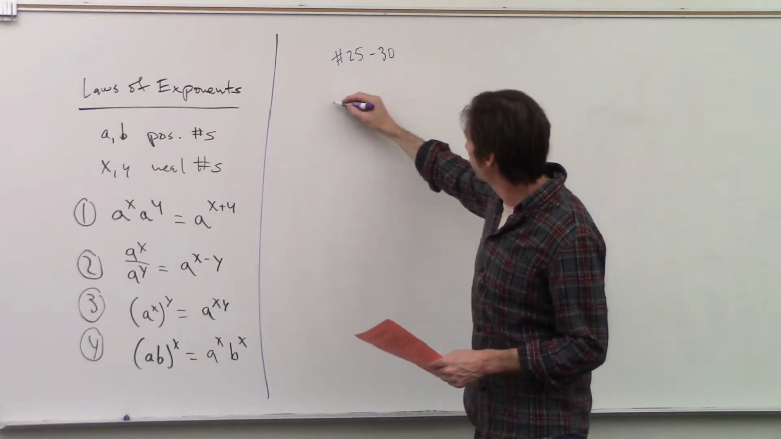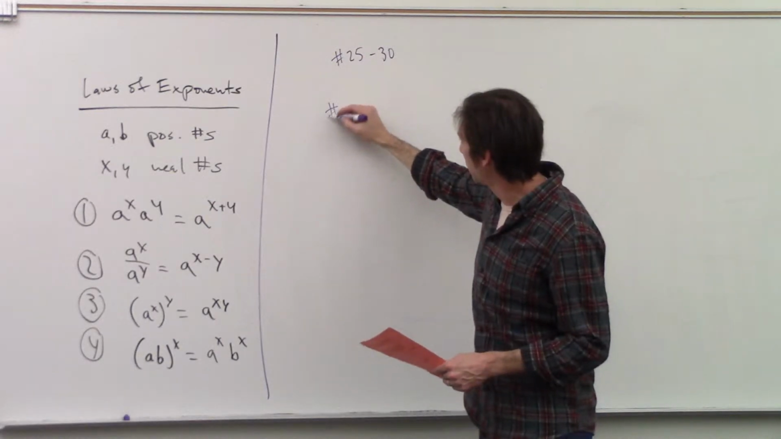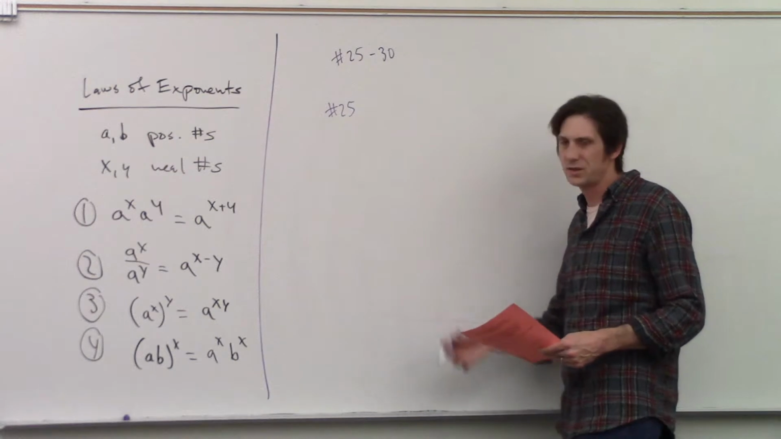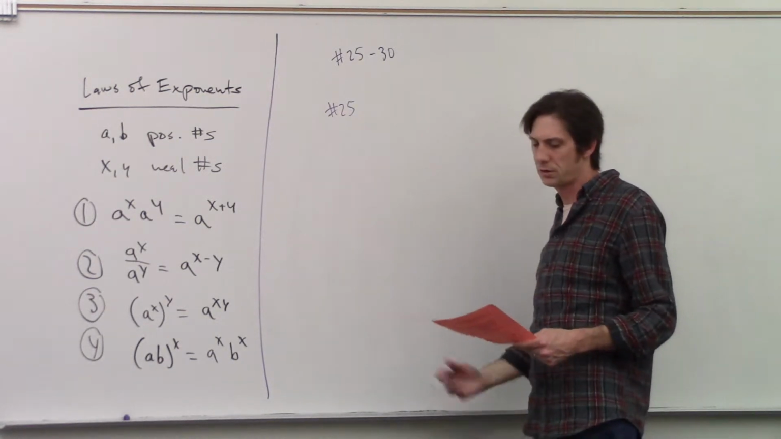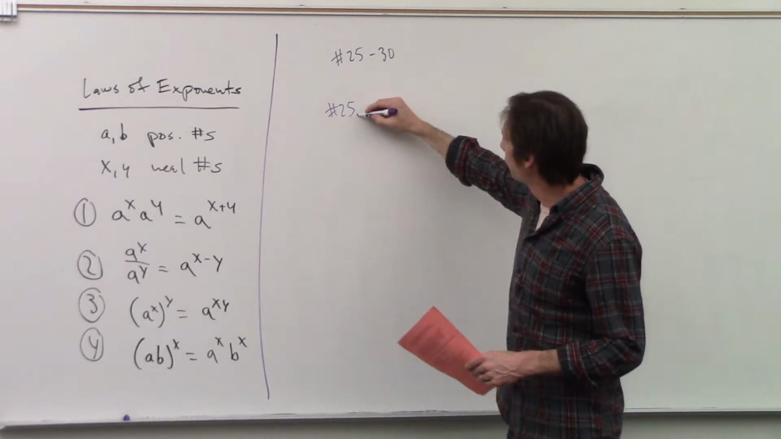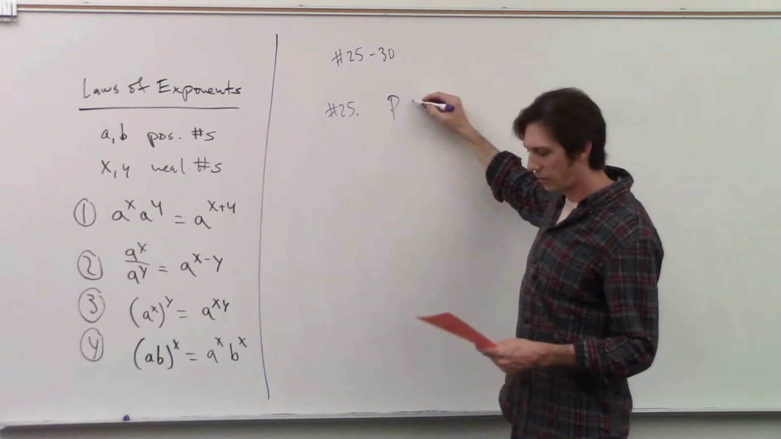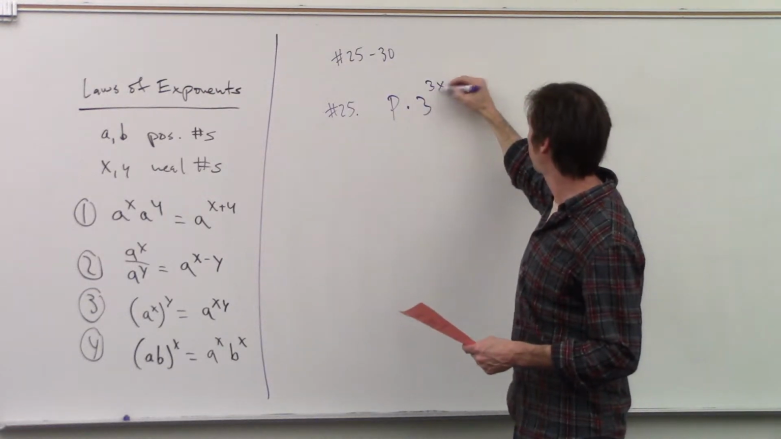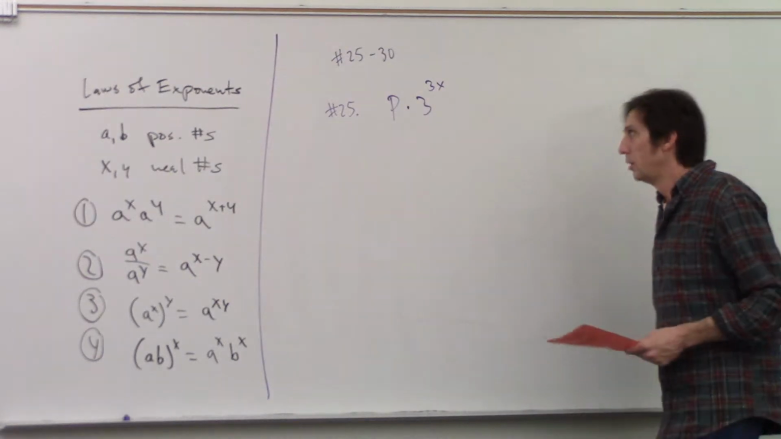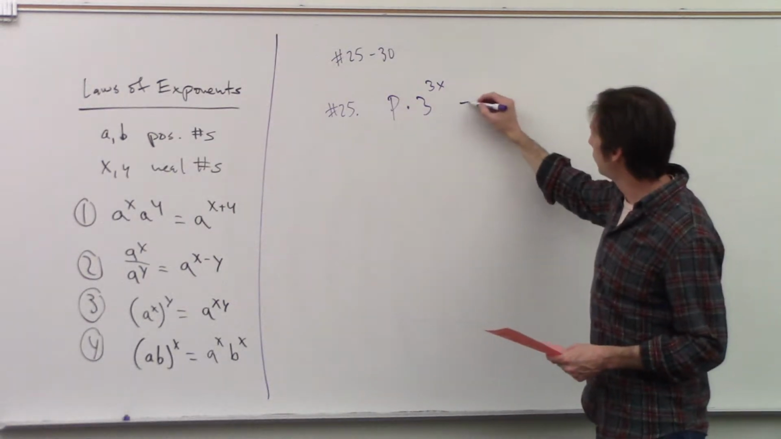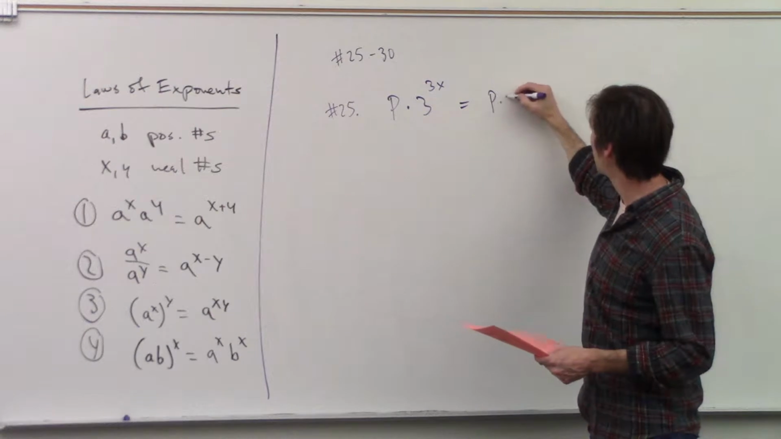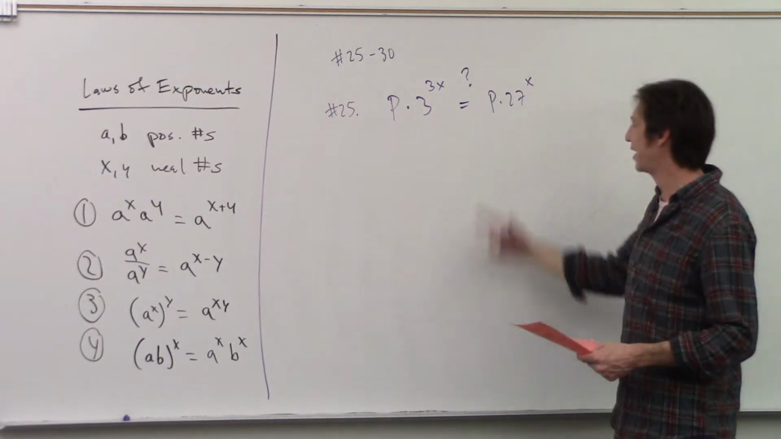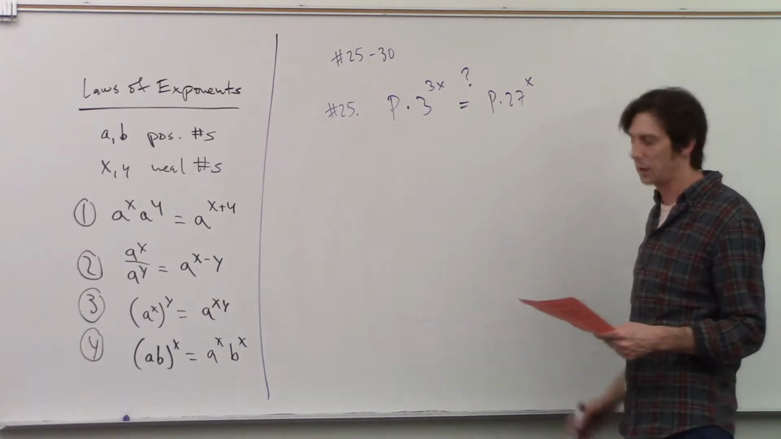These really just amount to performing the laws of exponents, to simplify an expression or to write it in a different way. The first one, number 25, has us starting with p times 3 raised to the 3x. And we're supposed to show that this equals p times 27 to the x. But the question is, why does it equal p times 27 to the x?